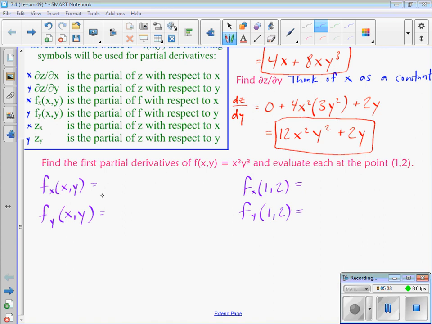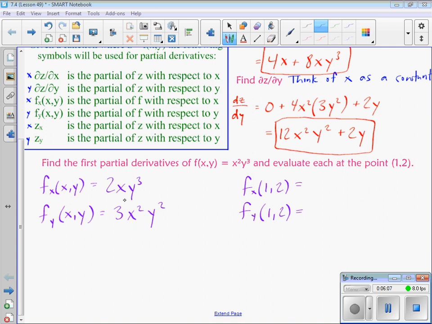If I'm taking the derivative with respect to x, the y cubed is constant, and the derivative of x squared just turns into 2x. So really I have 2x times y cubed. And then down here, the derivative with respect to y, the x squared is constant, and the derivative of y cubed would be 3y squared, so we end up with 3x squared y squared. Does that look okay to everybody? And then you're just plugging in this point.